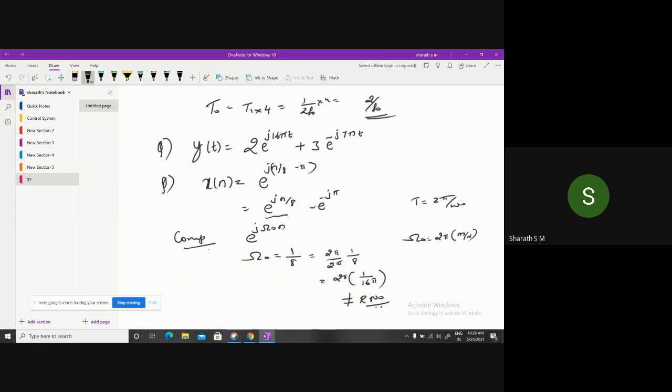Compare with omega naught. Here we have omega naught equal to 1 by 8. With respect to a discrete signal, we need to write it in terms of 2 pi into m by n, so that it becomes 2 pi into 1 over 16 pi. 1 over 16 pi is not a rational number, so it is a non-periodic signal.